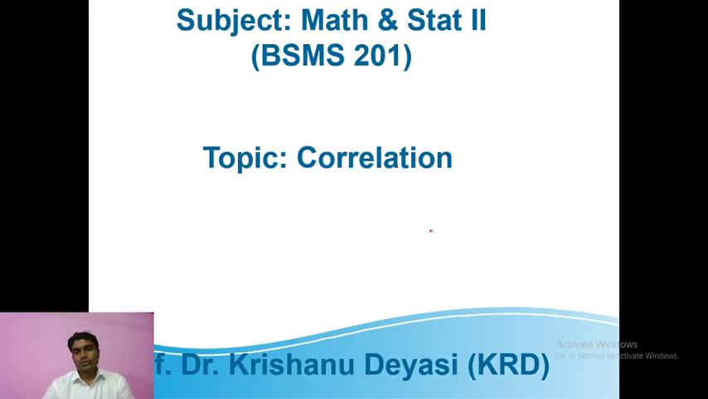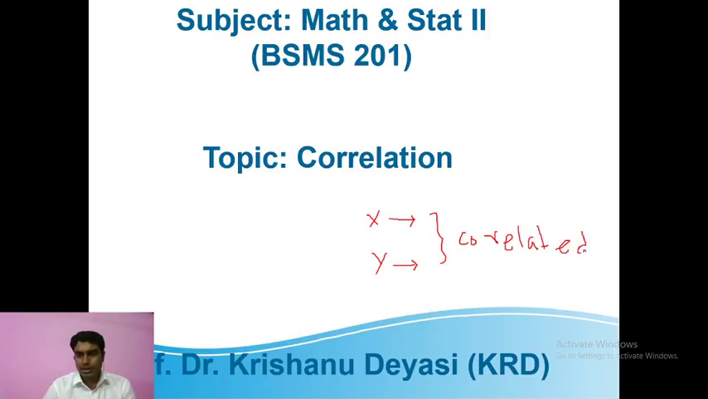Upon increment, if I increase the variable x and there is also an increment of the variable y, then we can say these two variables are correlated. These two variables are correlated because a relation is present between them. Sorry for my handwriting.